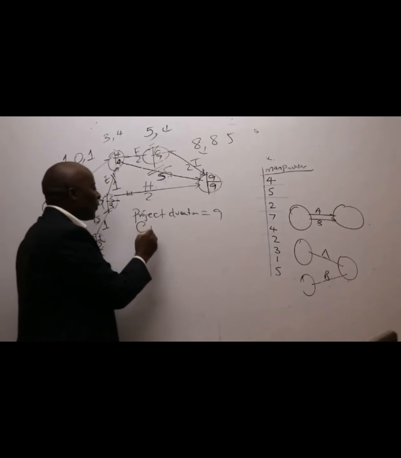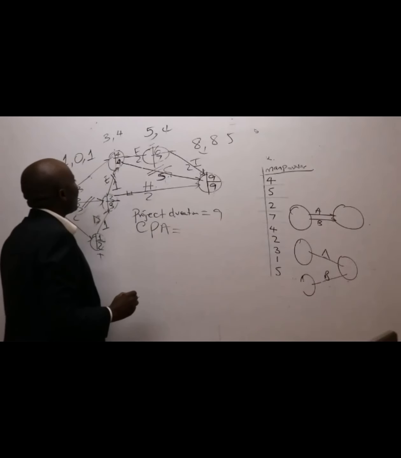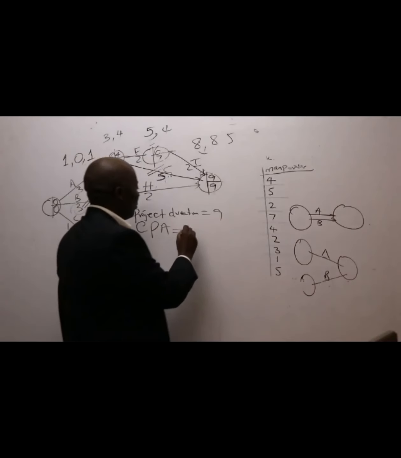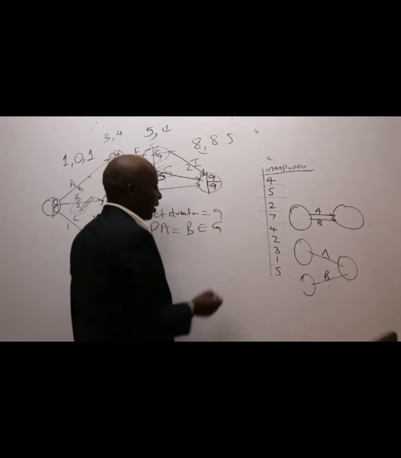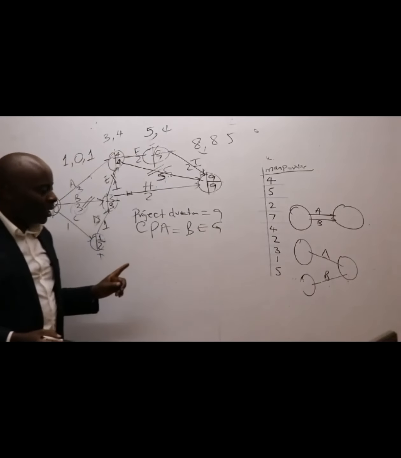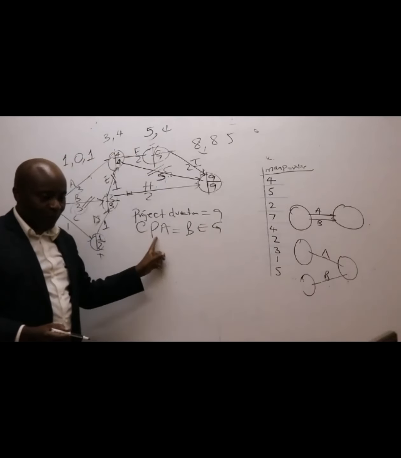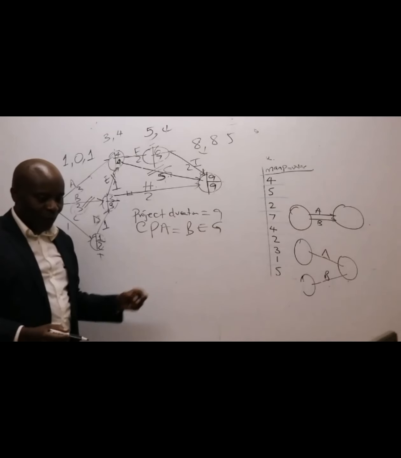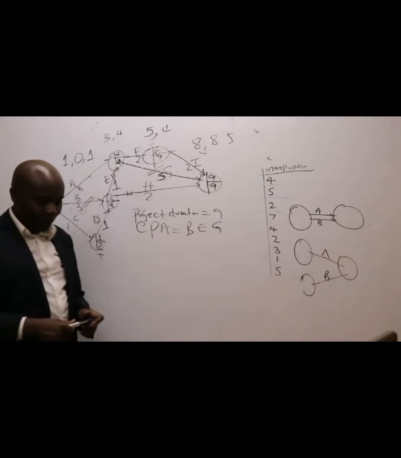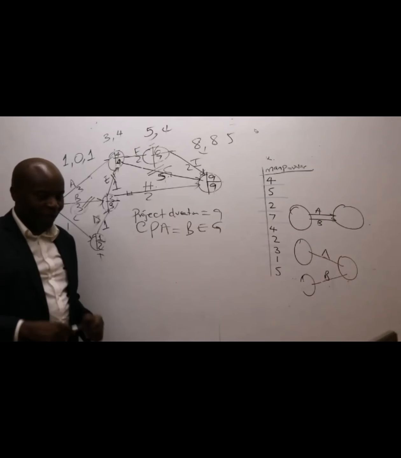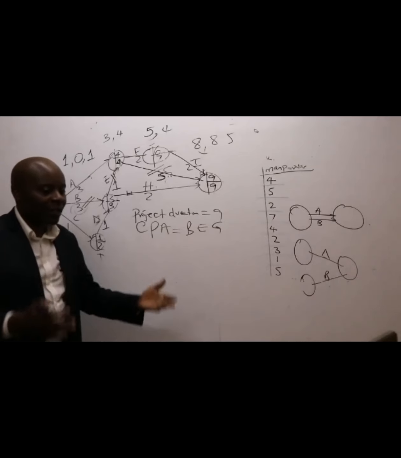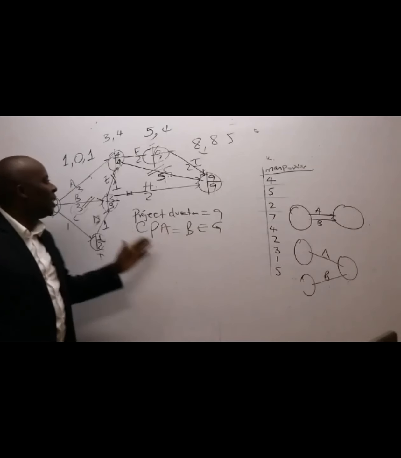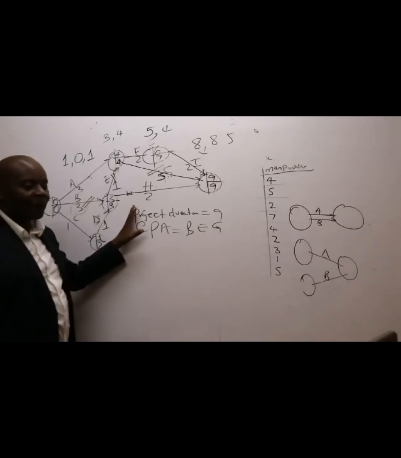And then the CPA is B, E, G. Don't take my word seriously. This CPA does not stand for certified public accountant. What does it stand for? CPA stands for critical path activities. There are 3 of them, B, E, G, and you must mark them like that.